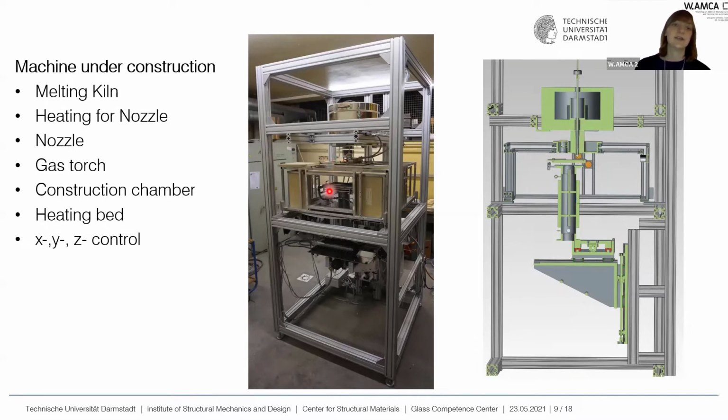Actually, we cannot see the nozzle in the picture because it's too small, but we can see an extra heating for the nozzle. It might be too small for you to see, but you can see this little thing there. It's actually this high, but in this wall. Then we have a gas torch to additionally heat up the base plate. We have the heating bed, which is located here in the picture, and we have our XYZ control.